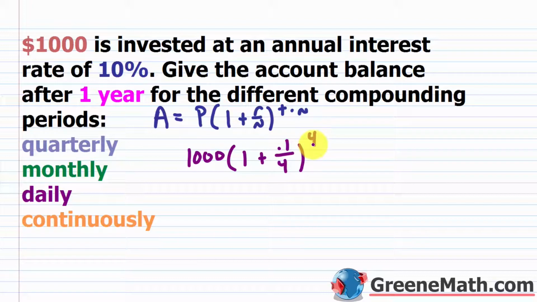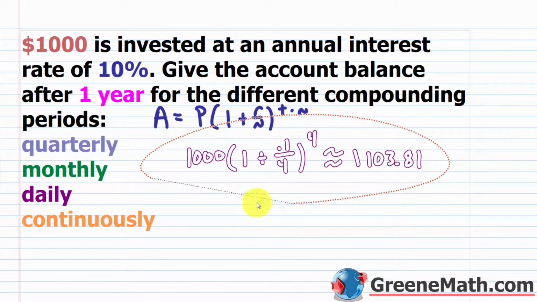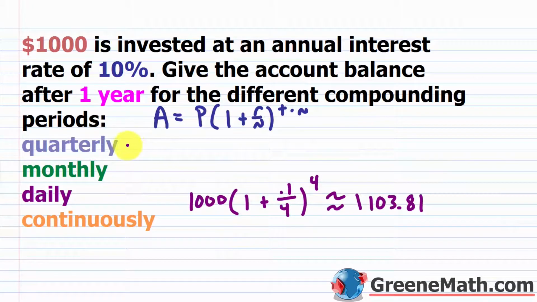So if you punch this up on a calculator, you're going to get approximately, and I'm just rounding this number, $1,103.81. Again, I rounded this. So let's just put this over here. We'll say this is $1,103.81. Now, for a given interest rate and a given time period, if I increase the number of compounding periods, or how often I give you your interest so that interest is earning interest, I should have more money, right, at the end of that time period.